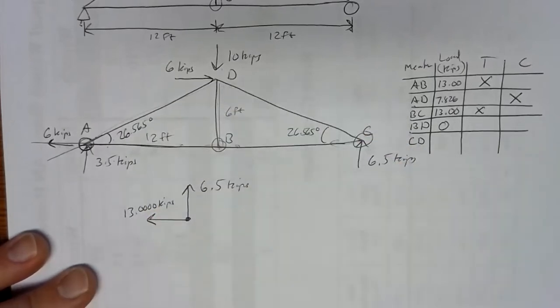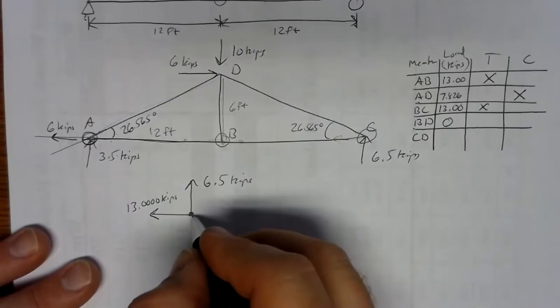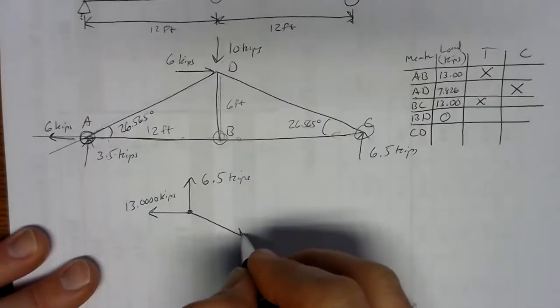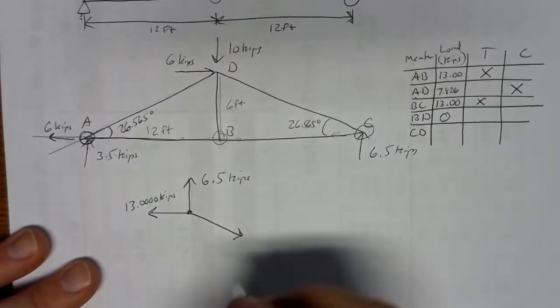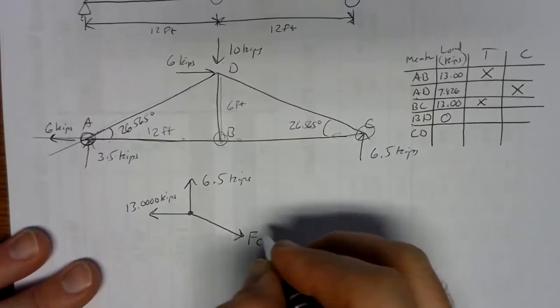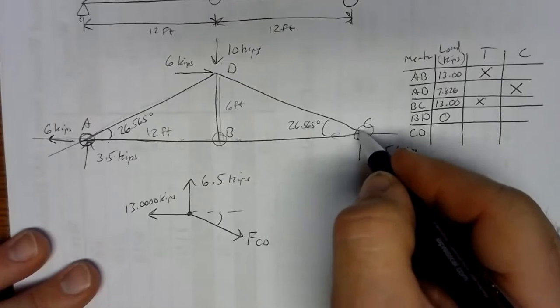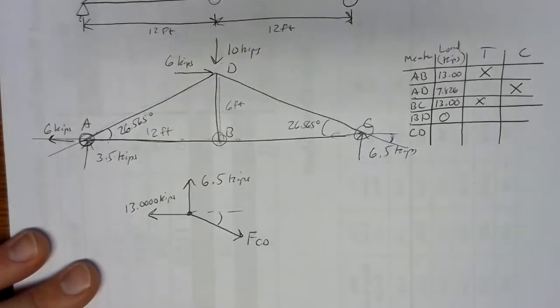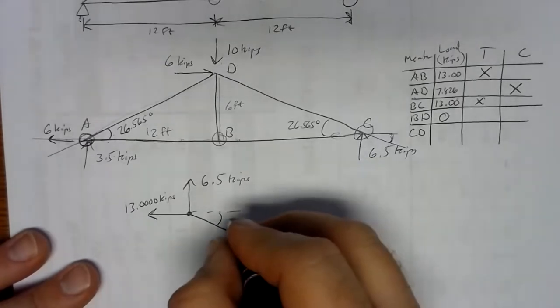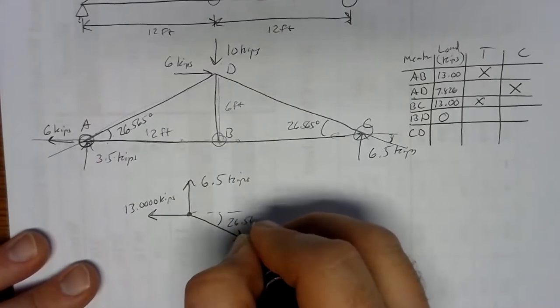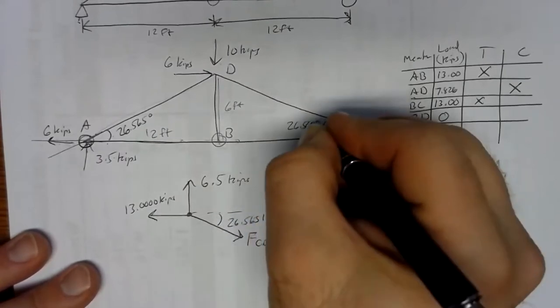And then we've got to figure out what's going on with CD. Well, the only thing that makes sense is if CD pushes down and to the right there. FCD. And we already know that angle. It's the same angle right there. That's 26.5651 degrees.